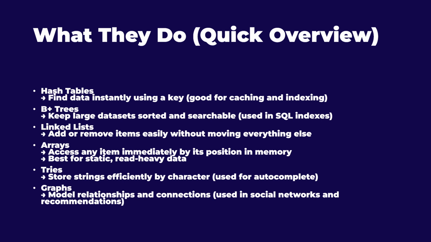Arrays let the database grab any item instantly by its position in memory. They're best when your data doesn't change much. Tries are used for storing words by character, perfect for things like autocomplete. And graphs help databases understand connections like who follows who or what products are related. Don't worry if some of these sound new. We'll focus on just a few in this video, and I'll link to other videos for the rest.